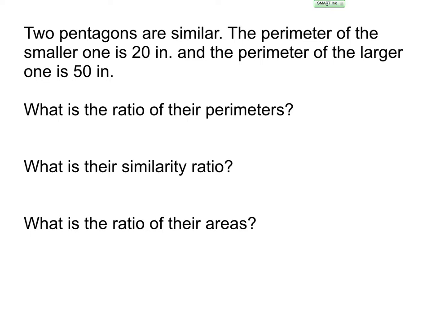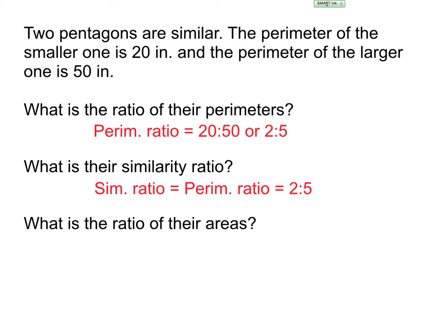Okay, for anyone that didn't get done there, the perimeters: when you reduce 20 to 50, it reduces to 2 to 5. That's the perimeter ratio. Similarity ratio is the same, and the ratio of the areas is the square of that. So 4 to 25.